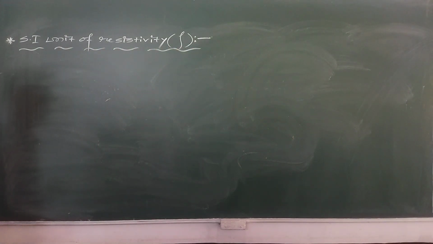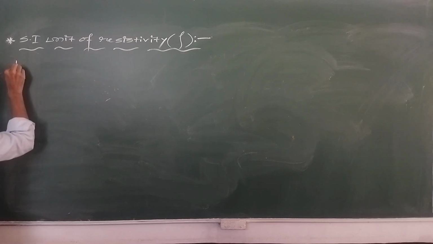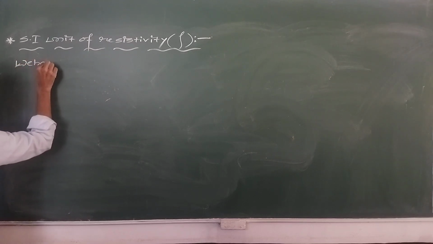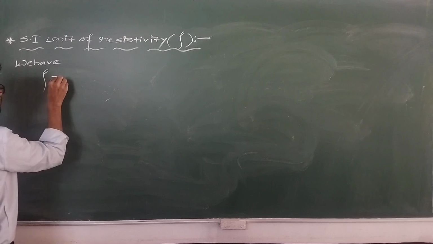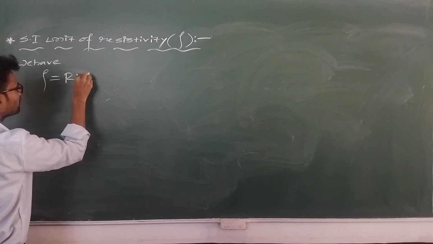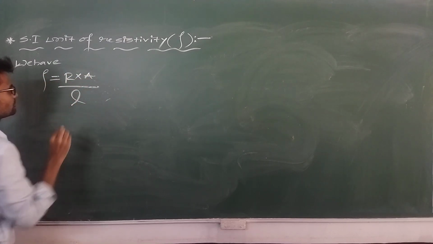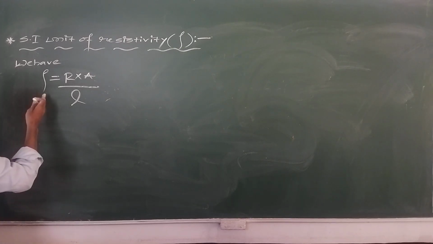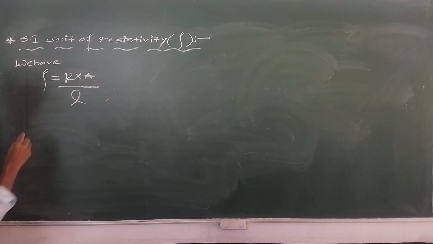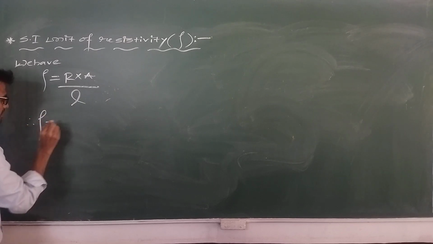We have the mathematical expression of resistivity. The mathematical expression of resistivity is rho equal to R into A divided by L. So therefore I will write rho as it is.